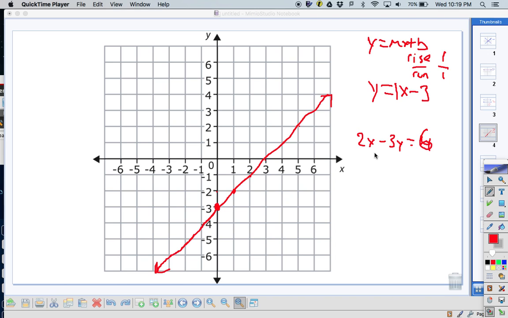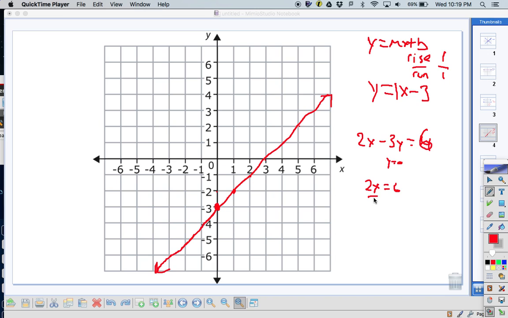Let's look at this other one. This time I'm going to use the intercept method. To find the x-intercept, you know that y equals 0. So I'm going to make y equals 0. That means this is negative 3 times 0, so that cancels. I'm left with 2x is equal to 6.